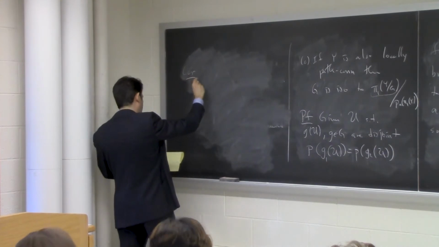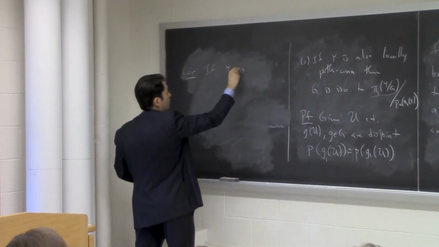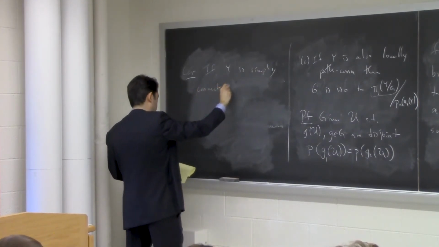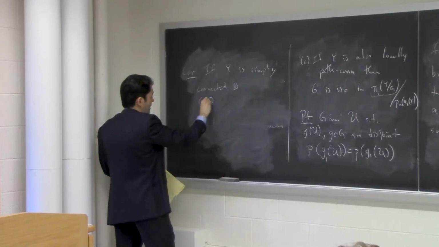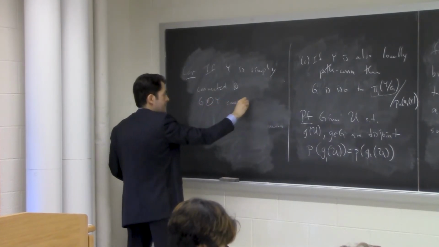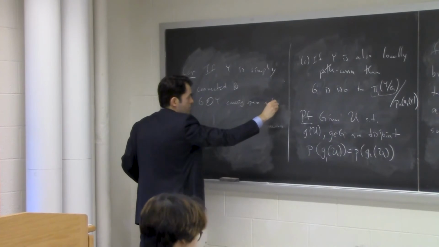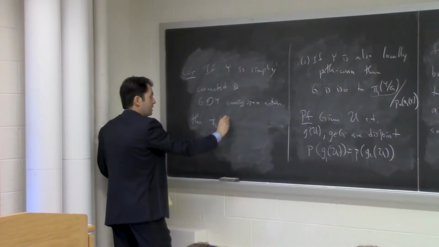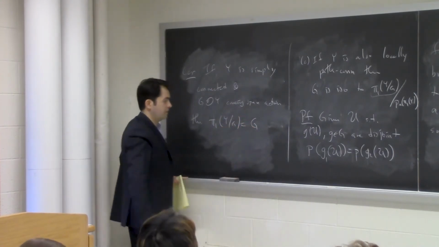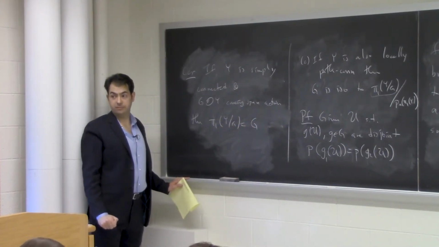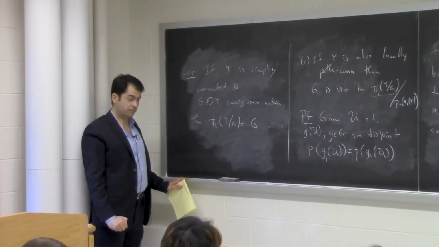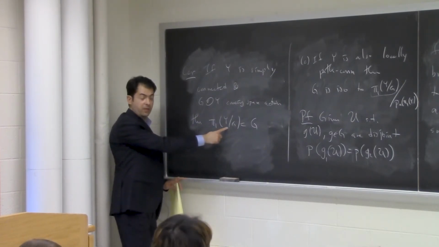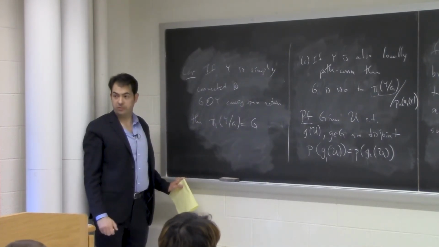So, as an easy corollary, if Y is simply connected, and we have a covering space action by some group G, then the fundamental group of the orbit space is G. Right, because Y is the universal cover of this space, and G is the group of deck transformations.